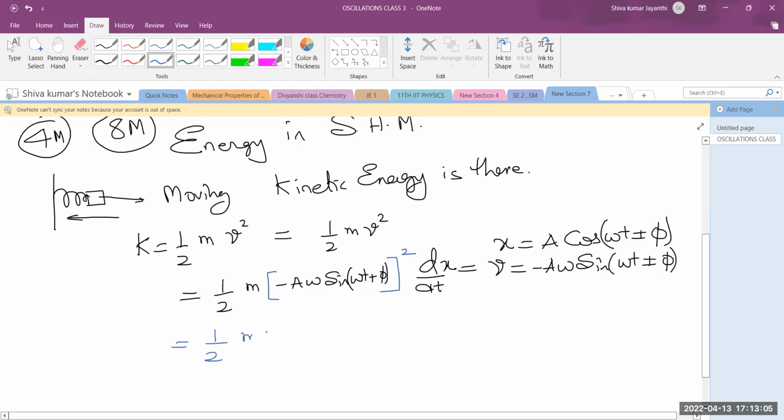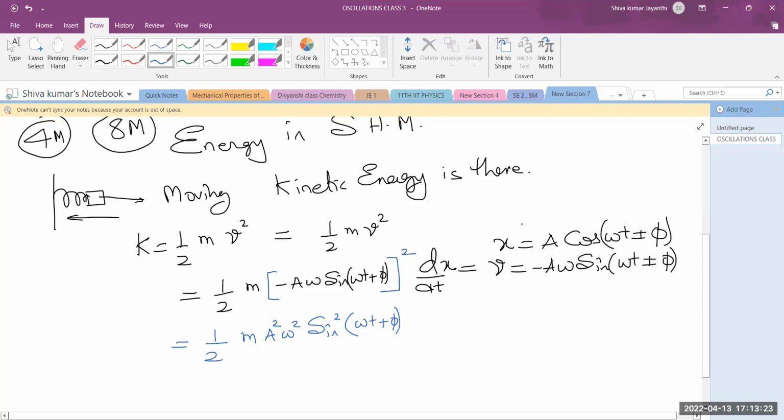What do you get? Half. A square means what? A square omega square sine square, plus or minus 5. Understood what I wrote? Understood?